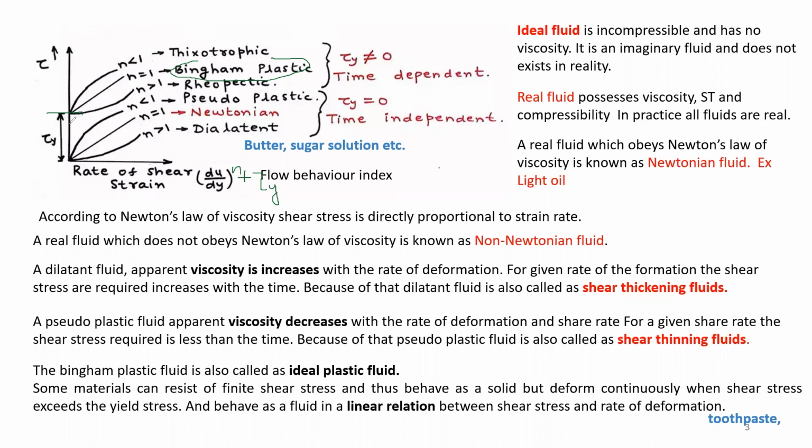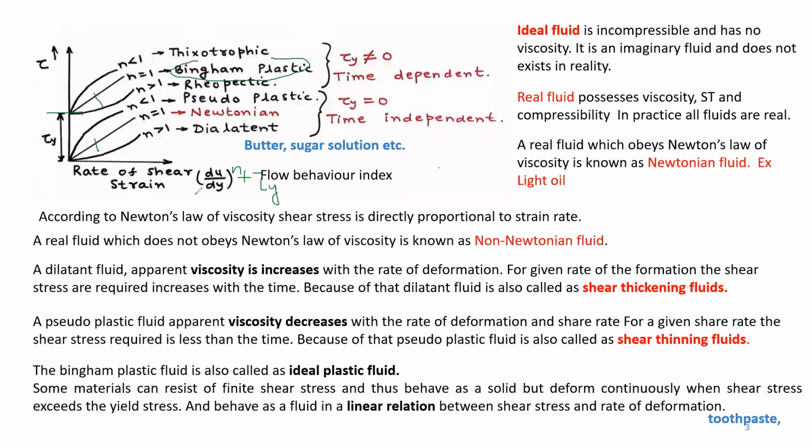So if tau y is added, it behaves parallel to this, and this is tau equals du by dy to the power of n, with n equal to 1, because this is a linear curve. n can be greater than 1, n can be less than 1. If we have the initial stress tau y required to cause the flow, then that is a Bingham plastic. And if n is less than 1, that means the viscosity increases with the strain rate, then this is thixotropic, and otherwise it is called a rheopectic material.